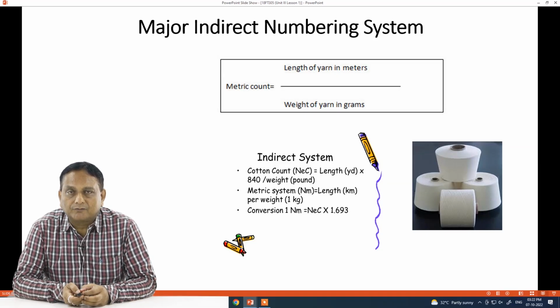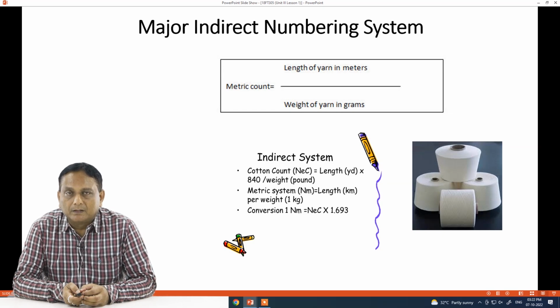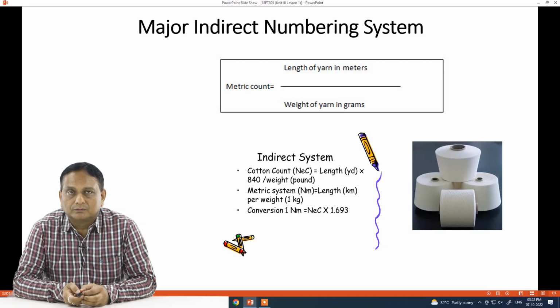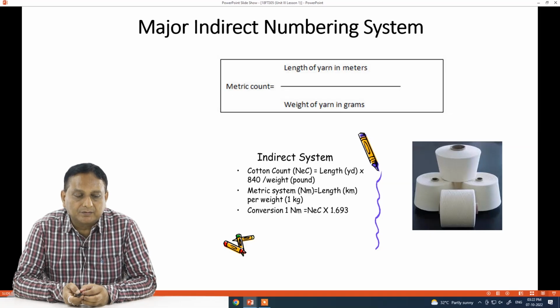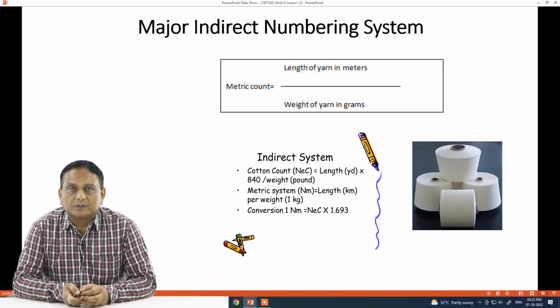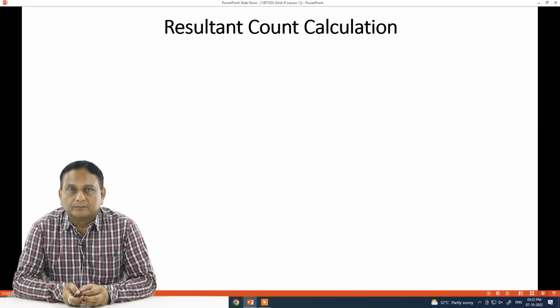And there is a conversion formula that is also shown here. 1 Nm is equal to Ne into 1.693. So this is the conversion from cotton yarn count to the metric system of count. So these are the examples of major indirect numbering systems which are followed in the industry.